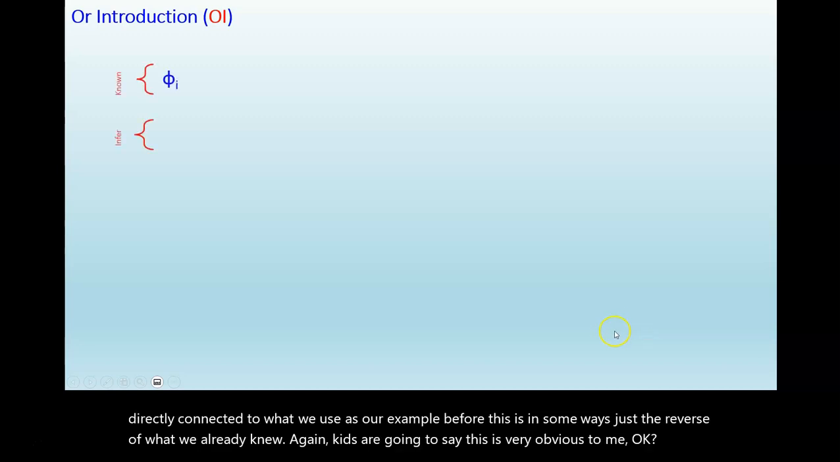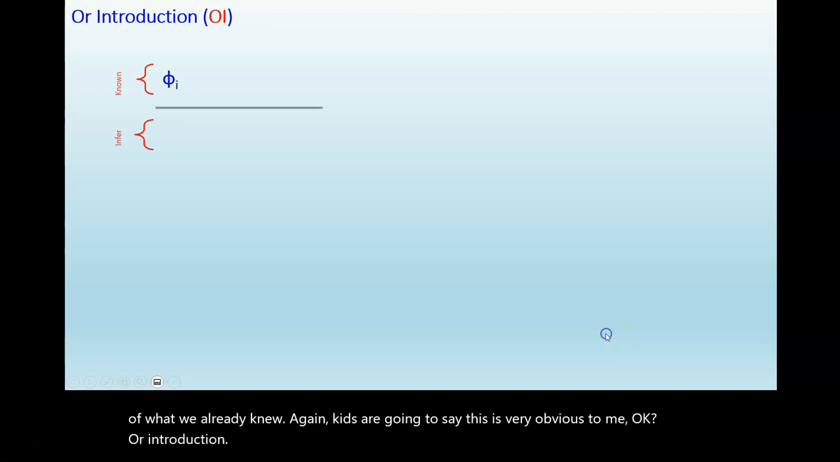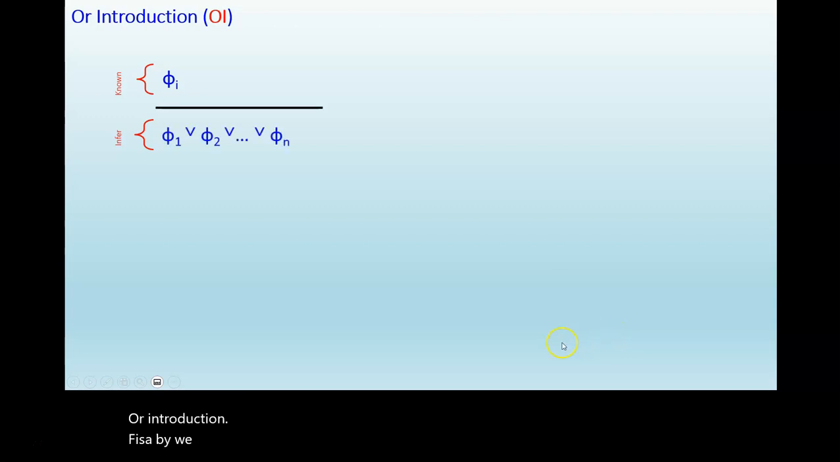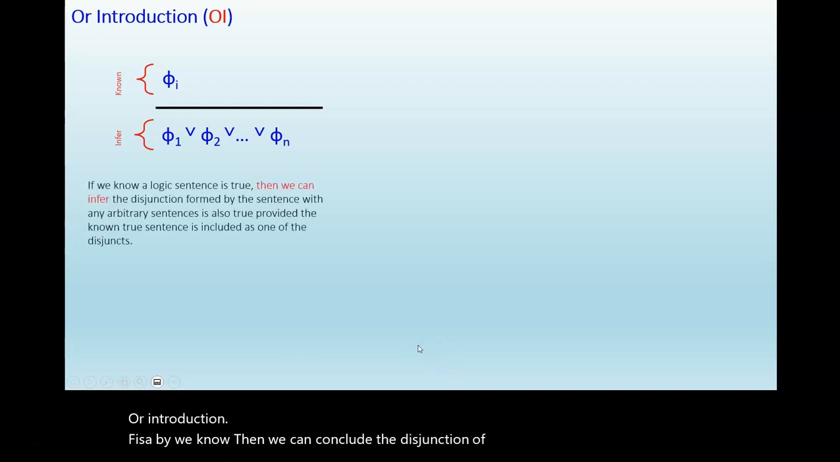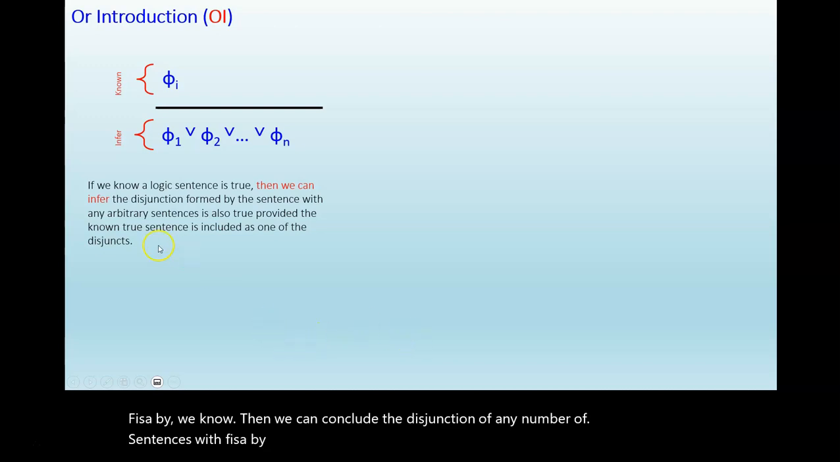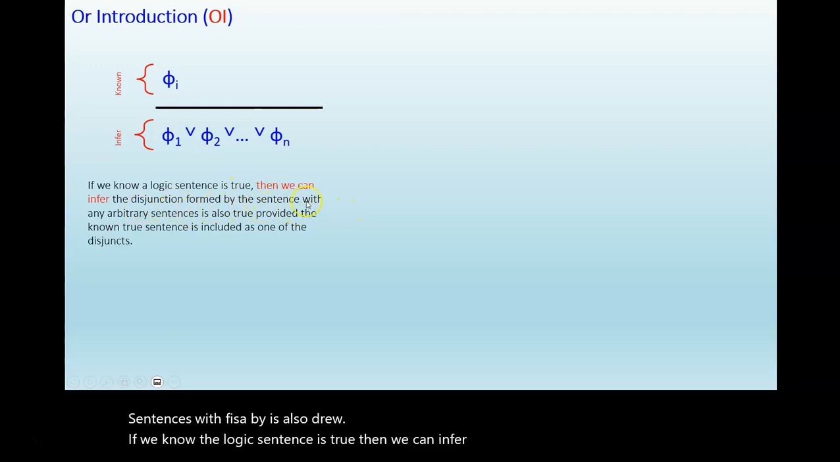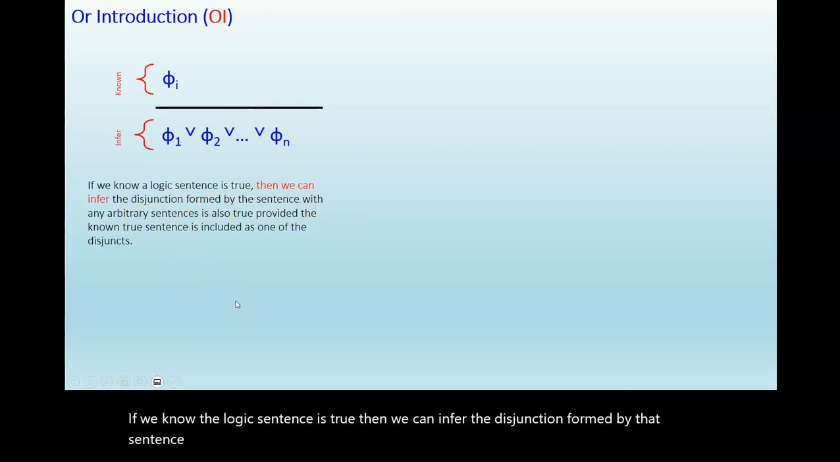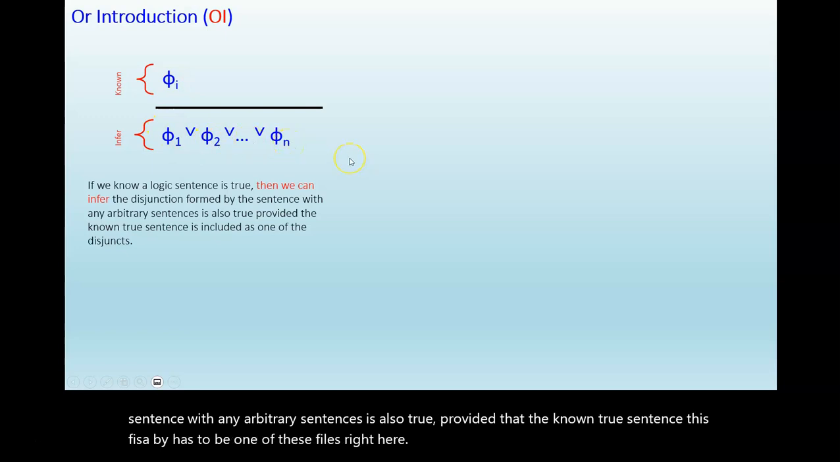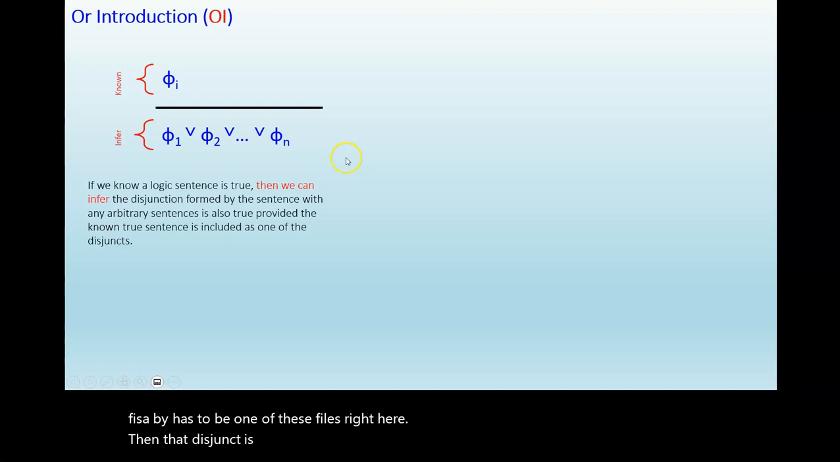Or introduction. Phi sub i, we know. Then we can conclude the disjunction of any number of sentences with phi sub i is also true. So if we know the logic sentence is true, then we can infer the disjunction formed by that sentence with any arbitrary sentences is also true, provided that the known true sentence, this phi sub i, has to be one of these phi's right here. Then that disjunction is true.